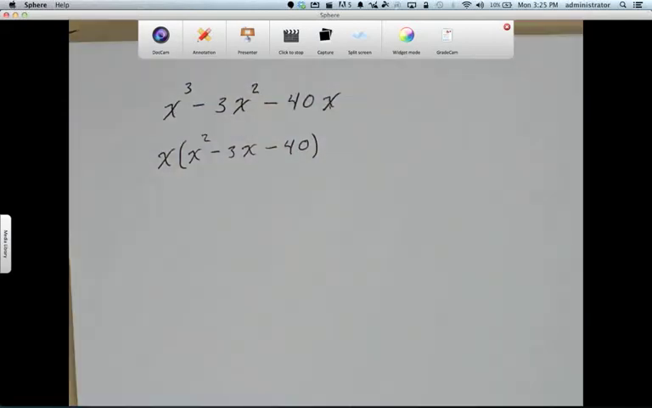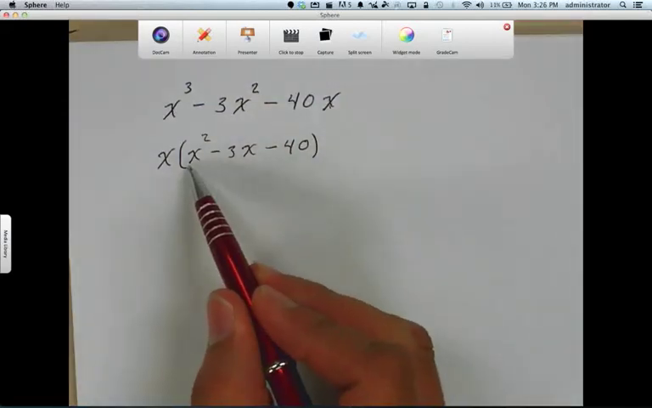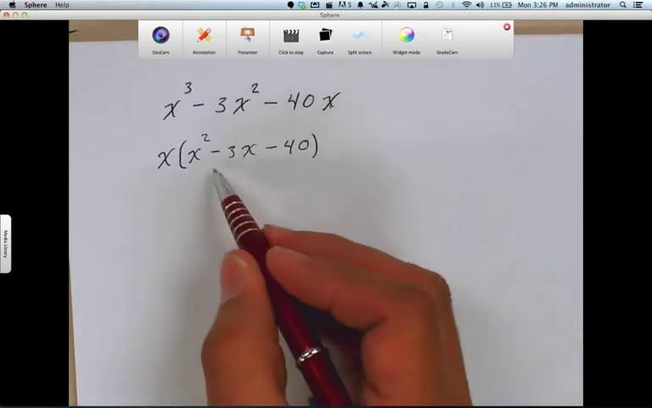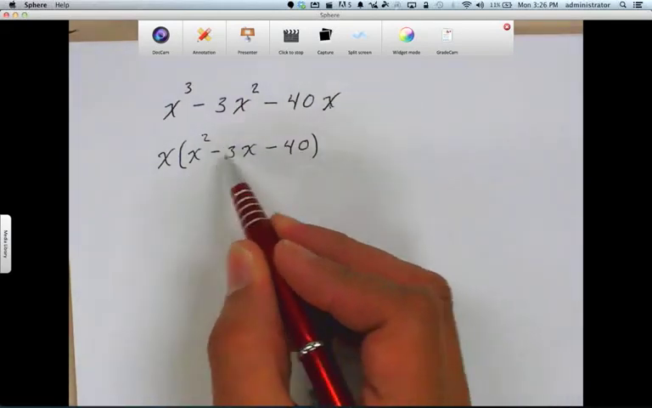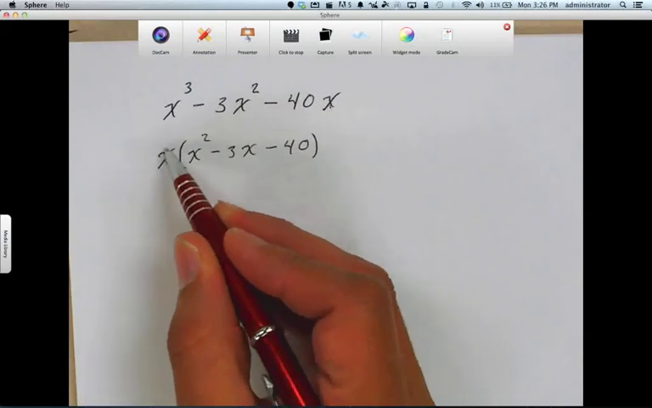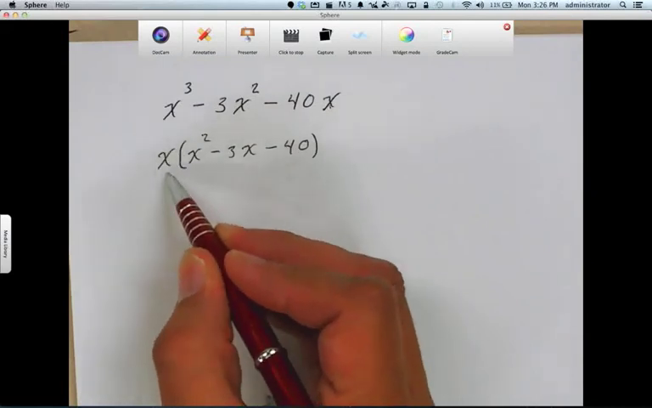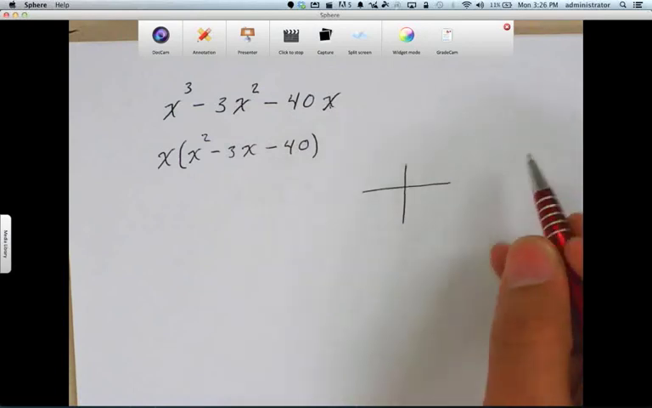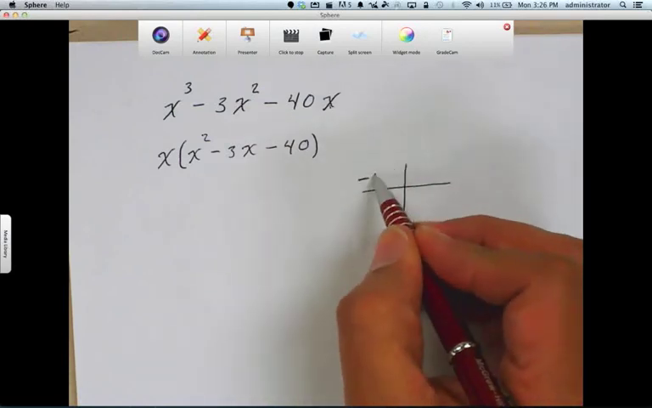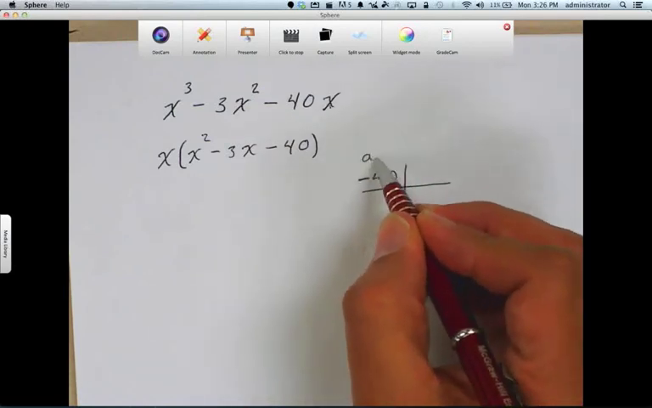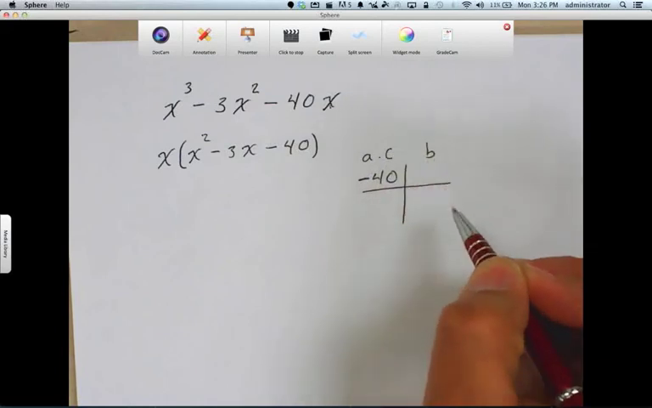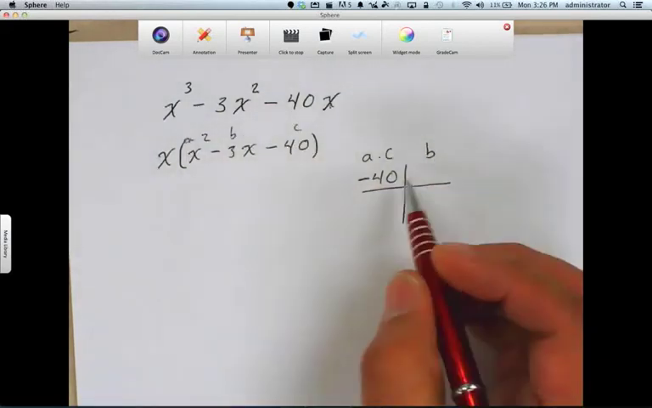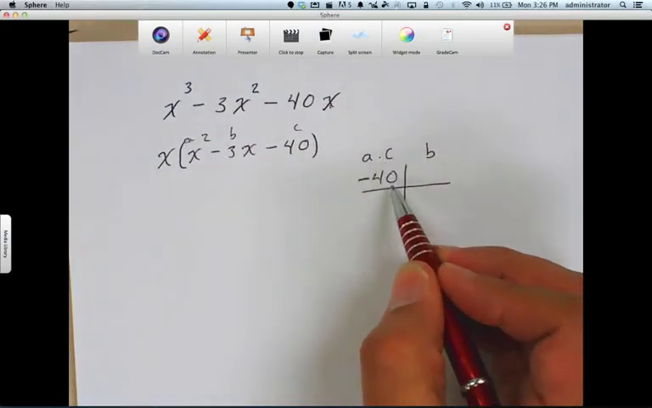Now, this is in standard form. So what I want to do is find how to factor this one out. This one I'll just leave out here. To factor this out, I'll do the t-chart. So I have a times c, which is negative 40, and this is b. So I have a, b, and c, with a times c being negative 40, and b is negative 3.